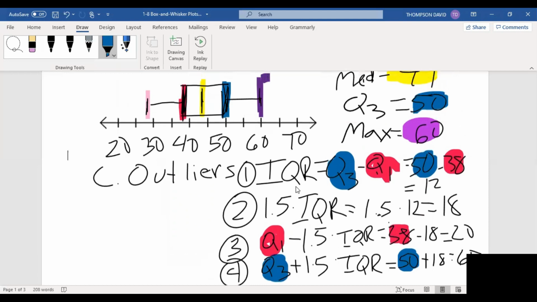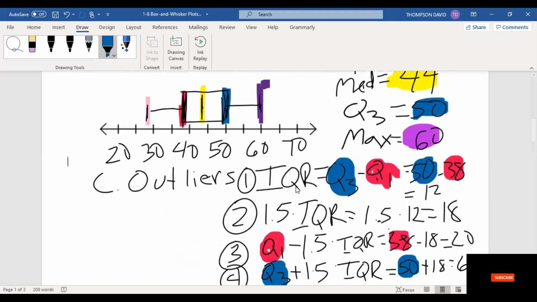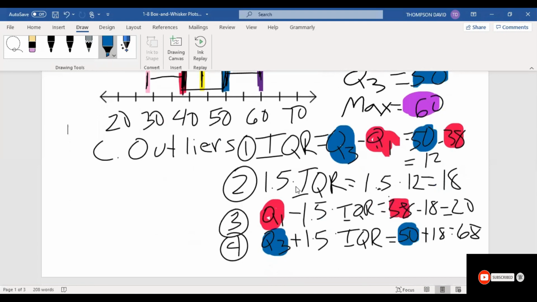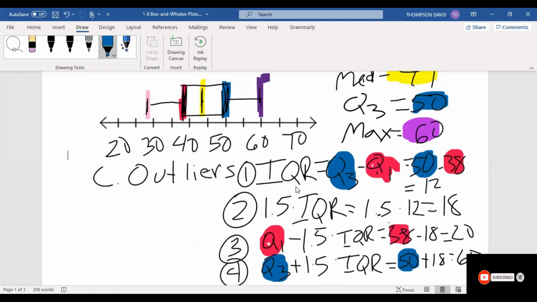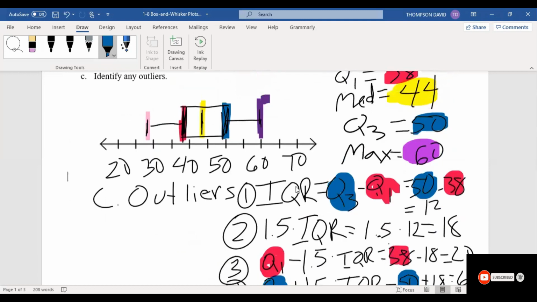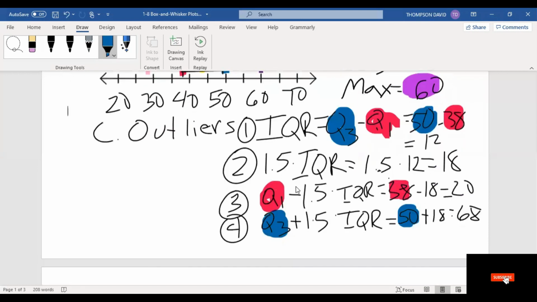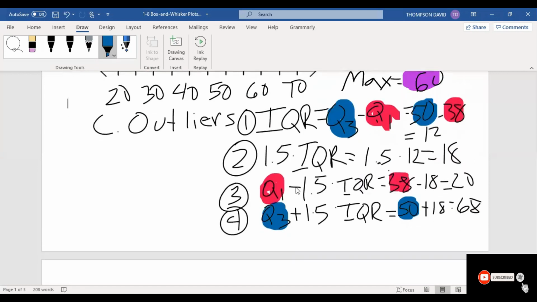So next step, we just analyze. The biggest number we have is 60. So we ask ourselves, is 68 bigger than 60? Or let's rephrase that. Is 60 bigger than 68? Our answer is no. We look at the 20. Is 29 smaller than 20? Our answer is no. So in this example, there are no outliers.